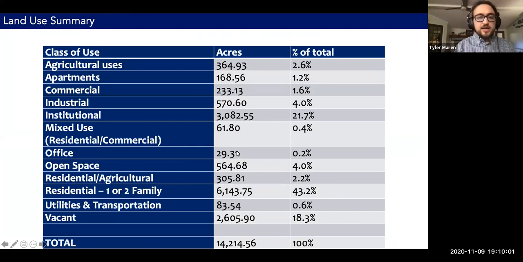This is a tabular breakdown of these different use categories. We sort of collapsed them into general categories, the actual land use codes. There's a bunch of them. But as you can see, residential 1 or 2 family, sort of near the bottom, is 43% of the total land in Bridgewater. The institutional lands are 21%. 18% of the town's land is currently vacant and undeveloped. And then all of the other categories are much smaller, down in the single digits. Next slide.